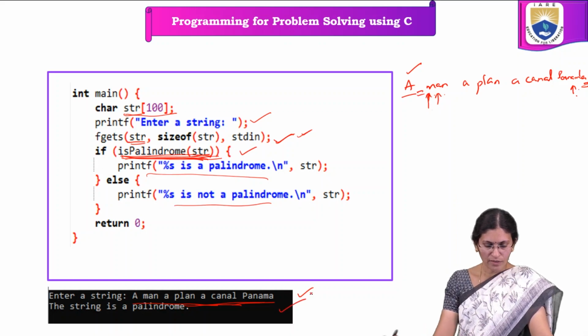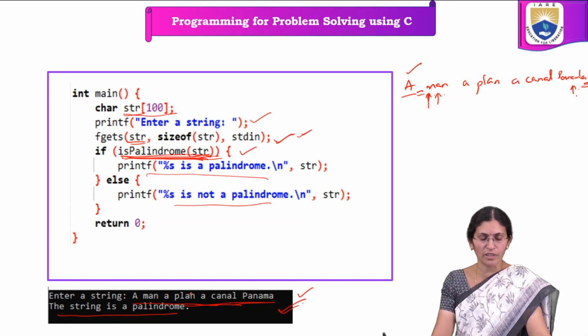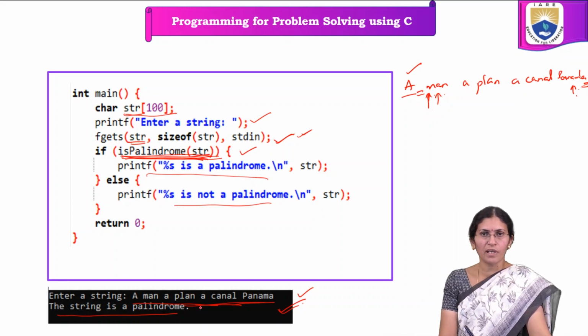If you run this program, this is the output which we are going to obtain. This is a statement which is printed on the screen: the string is a palindrome.